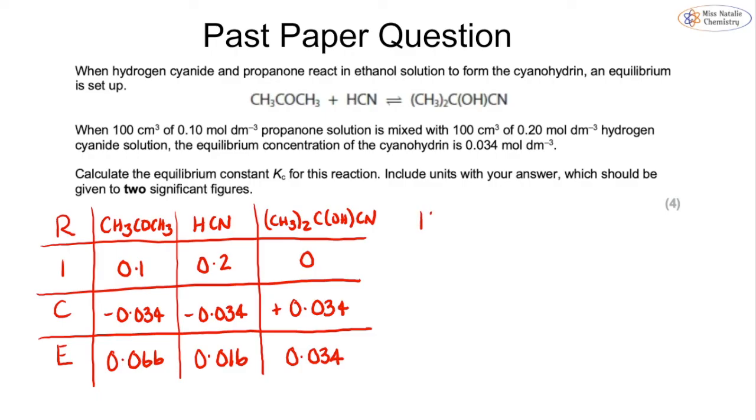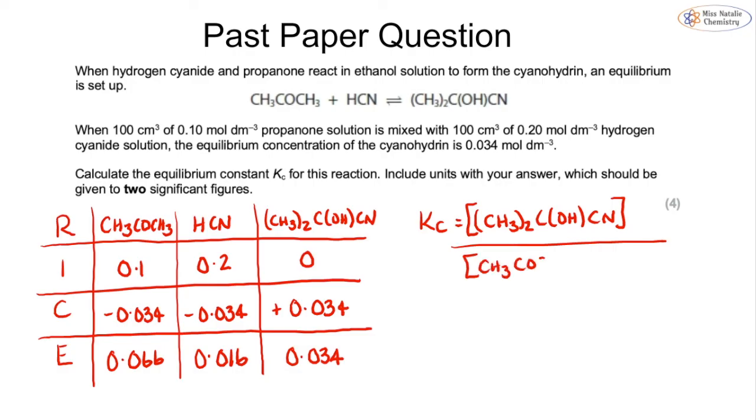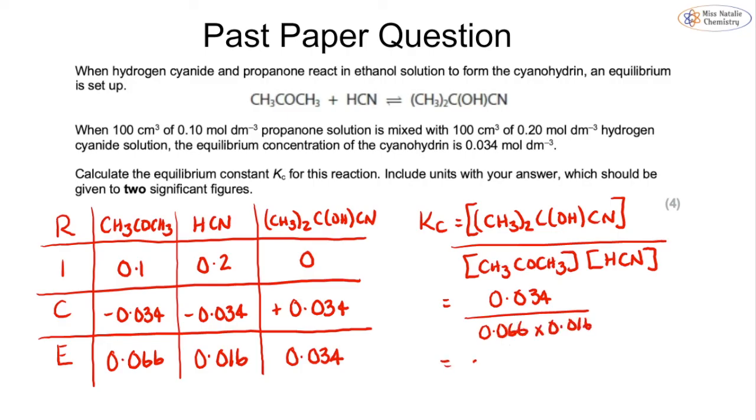Now I put my Kc expression, so it is my products at the top. And remember my square brackets over my reactants. And now it's just a case of substituting in my answers. So I have 0.034 over 0.066 times 0.016. And that gives me an answer of 32.19, which I need to put into two significant figures.